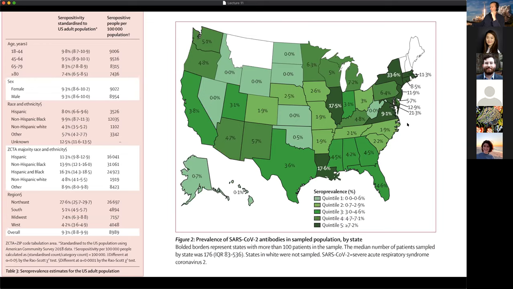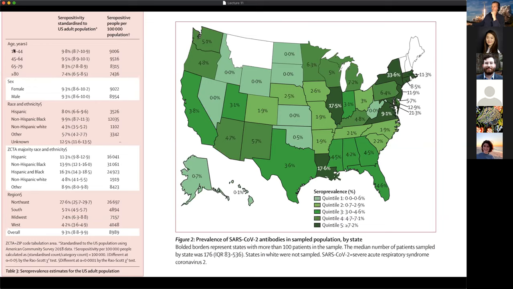All right, so you can see from just looking at this map that you have significant geographic variation, which goes from the point that at the time there was nothing in Nevada, 0%, to 1 in 3 in New York. And then you can look at how this all broke down by population, by age, by sex, race, ethnicity. And this is the zip code majority race and ethnicity, which is a proxy for regional composition and the region.